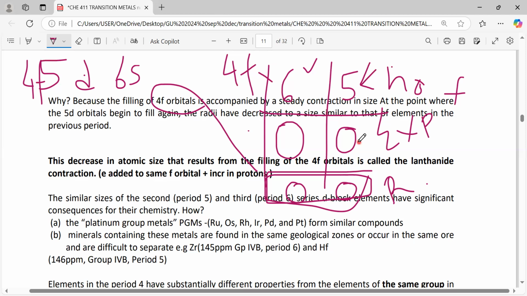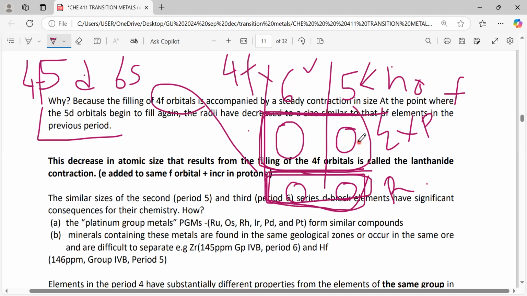So in reality, we expect this period 6 to be bigger and period 5 to be smaller, but in reality, they are the same. Why? Because of the lanthanide contraction, which I've just explained.